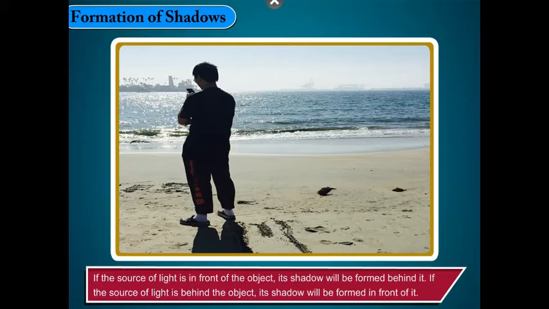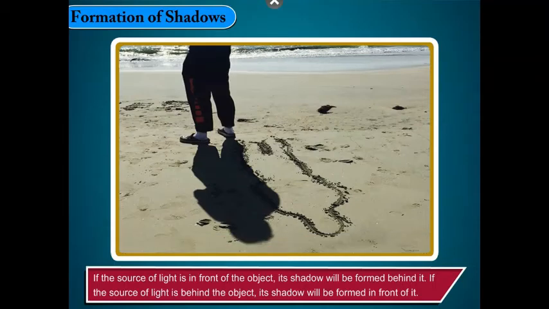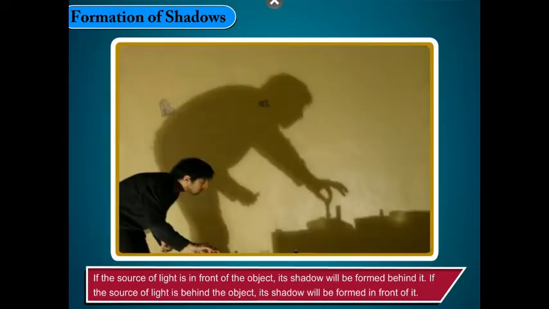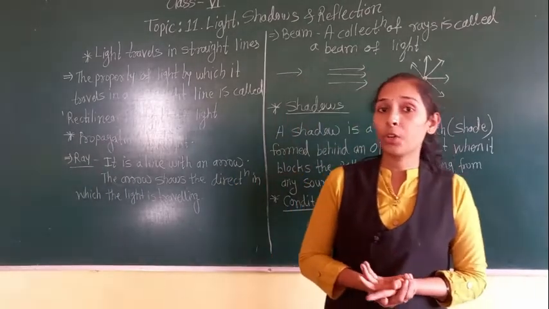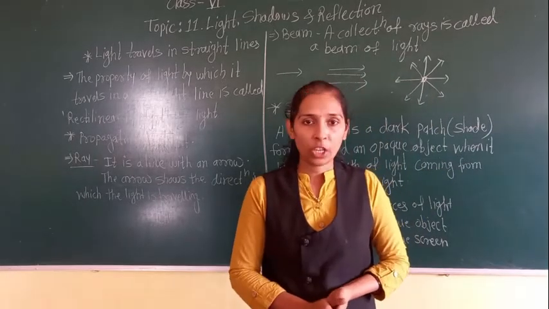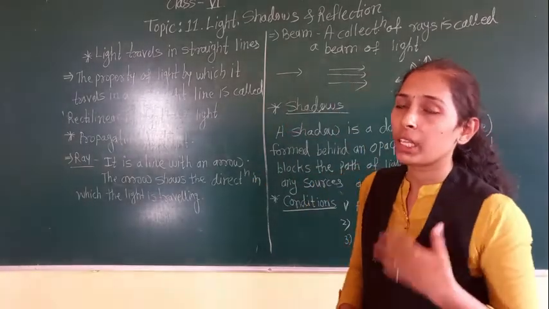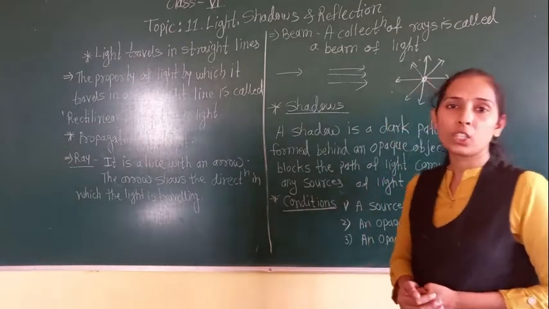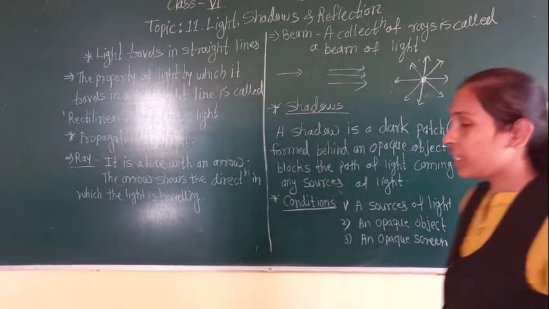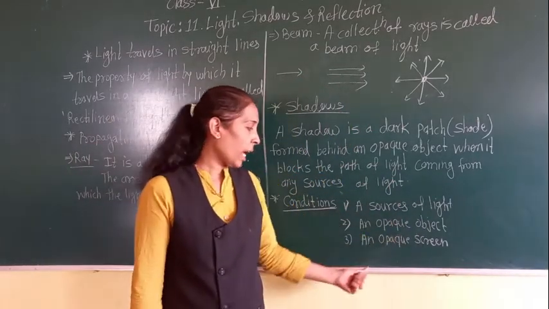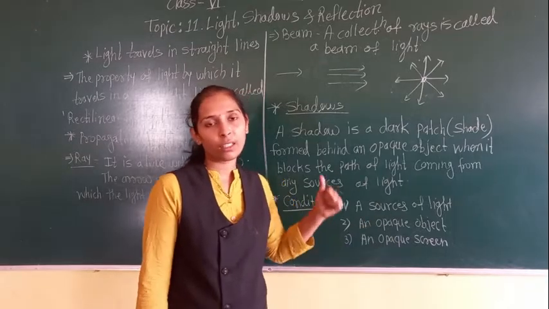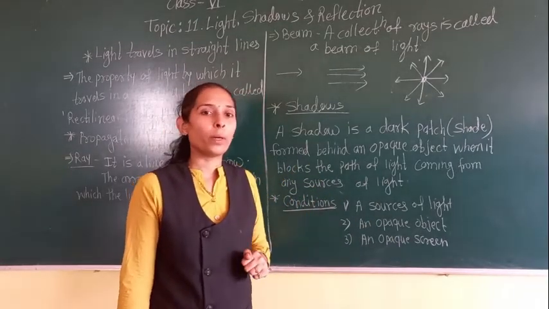If the source of light is in front of the object, its shadow will be formed behind it. If the source of light is behind the object, its shadow will be formed in front of it. So, from this activity, what we have discussed and proved is that to form a shadow, there are certain conditions which are essential. And which are the conditions? We can say that a source of light, an opaque object and an opaque screen. All these are the three essential conditions to form a shadow.